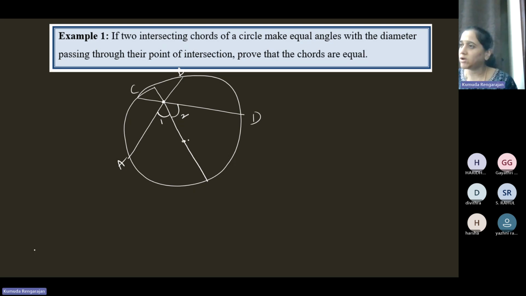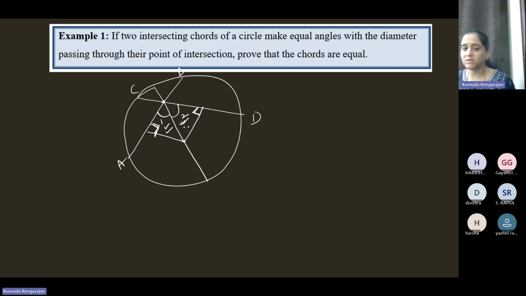I have told you that the default construction is to show the perpendicular distance of the chords from the center. And also we don't have triangles. We need to somehow make triangles, right? So this is the default construction, dropping perpendiculars from the center to the chord. Okay, so here we have two triangles, and these are perpendiculars from the center to the chords. So this is 90 degrees. So this is a right triangle. This one is also a right triangle.